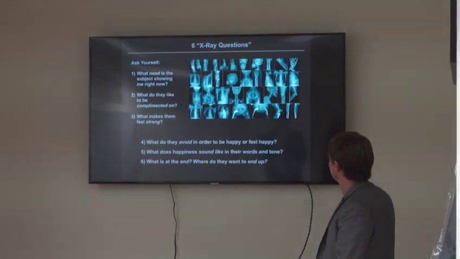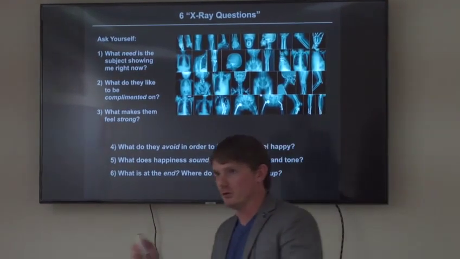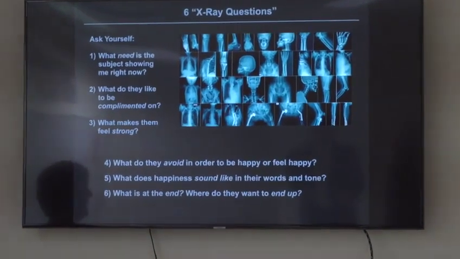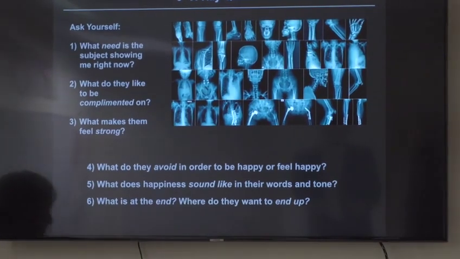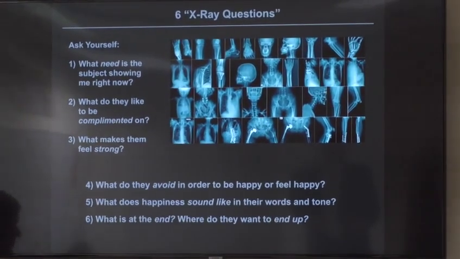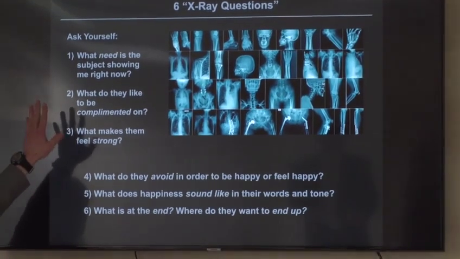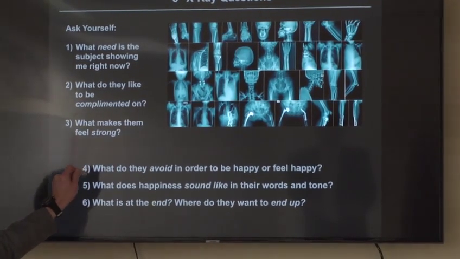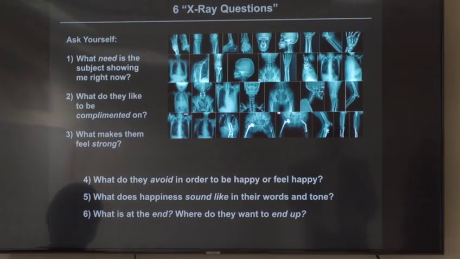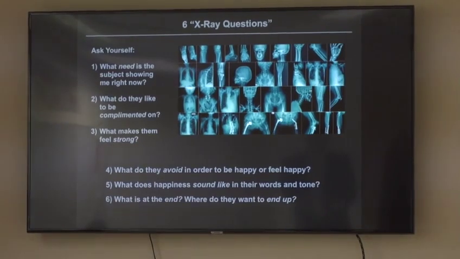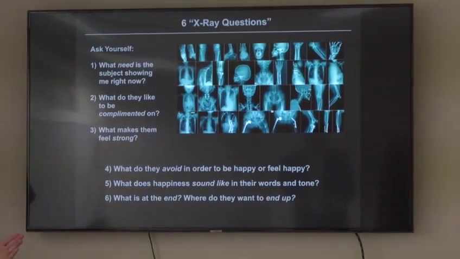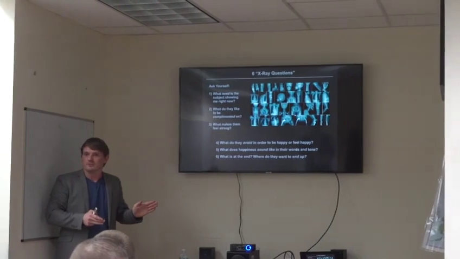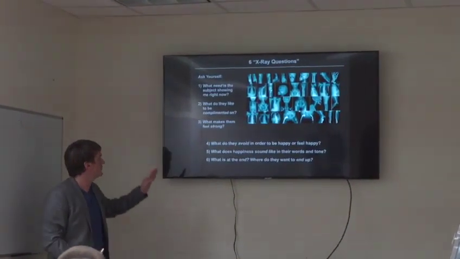So these are X-ray questions. Because you want to identify their rosebud. You want to identify their needs, their weaknesses, and thenceforth how you can exploit them to get them to open up and elicit information, how to play to their weaknesses. Six X-ray questions. You don't actually ask these, okay? But these are the questions behind the questions that you ask. What need is the subject showing me right now? If the person is bragging about how much they know, then their need might be intelligence. Not actual intelligence, but to be seen as intelligent. So you want to placate that.